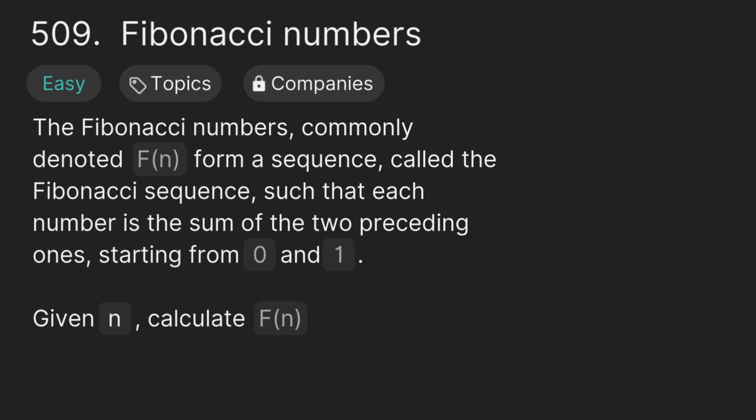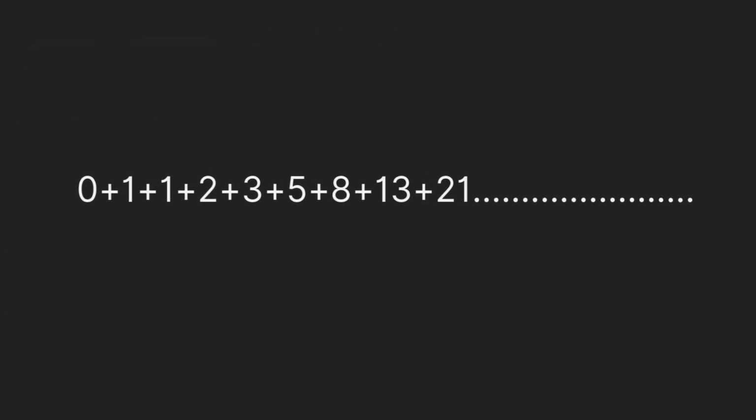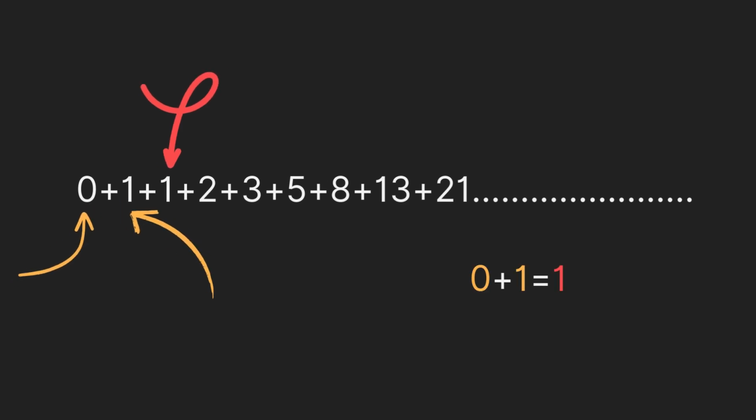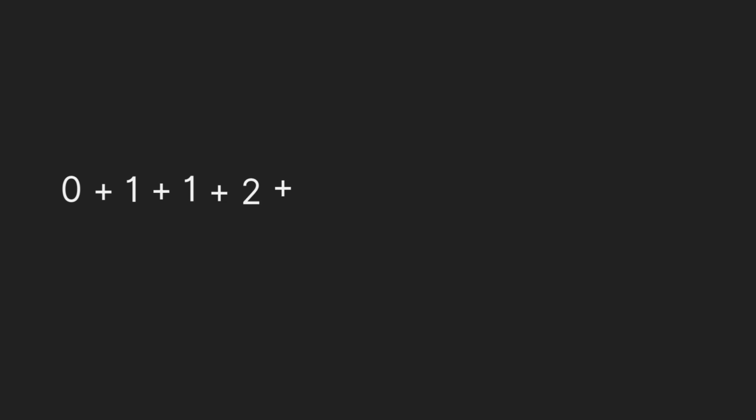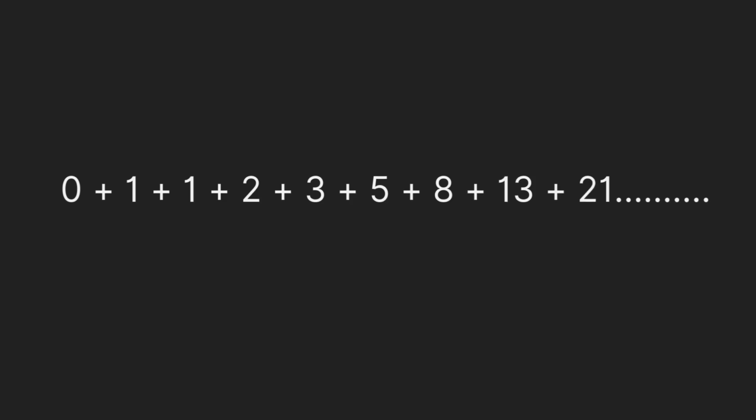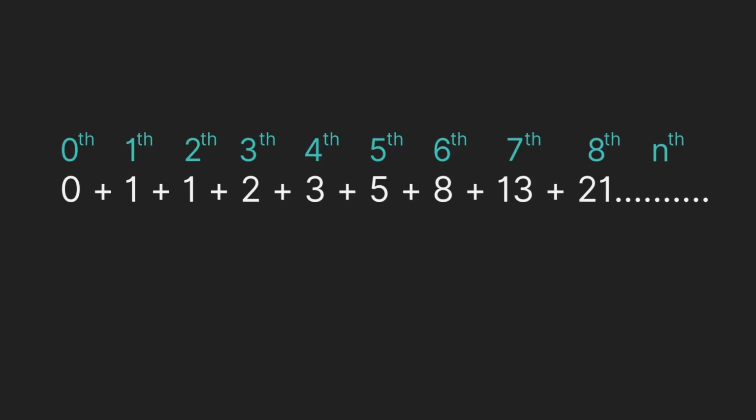The question is simple yet powerful. You're given a number n and your task is to find the nth number in the Fibonacci sequence. But what exactly is the Fibonacci sequence? It's a series of numbers where each number is the sum of the previous two, starting with 0 and 1. So, the sequence looks like this. The challenge is to calculate the nth Fibonacci number efficiently. Let's explore how to solve this step by step.